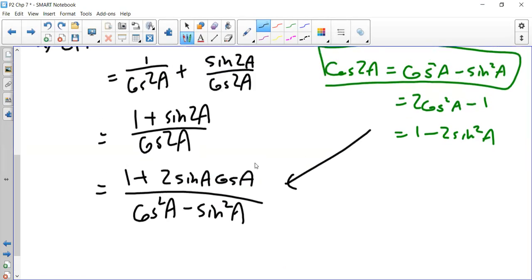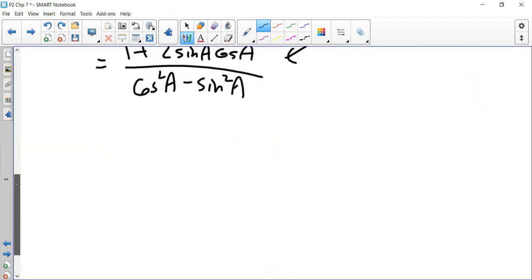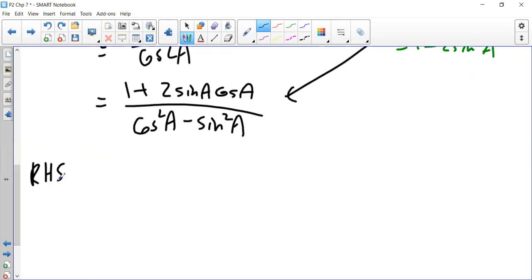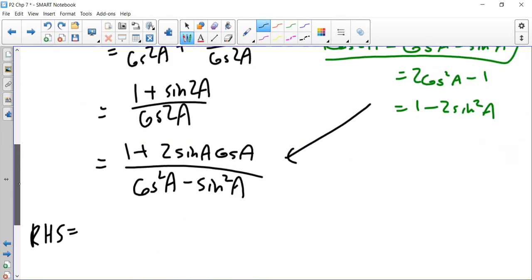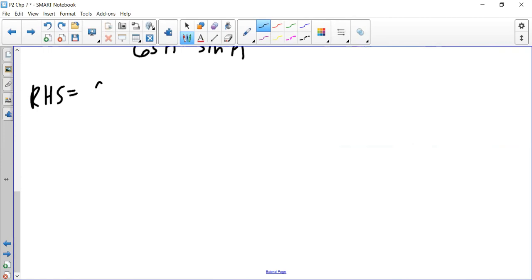So from here, what do I do in the exam if I were you? I'll probably start on the right-hand side. I don't know what to do, so I'll start from the right-hand side. Now remember, I'm not going to cross out anything from the left-hand side, because these workings still count. So the right-hand side: cos a plus sine a over cos a minus sine a.